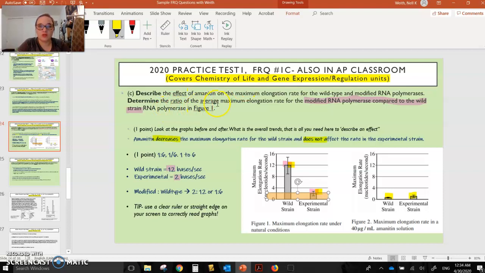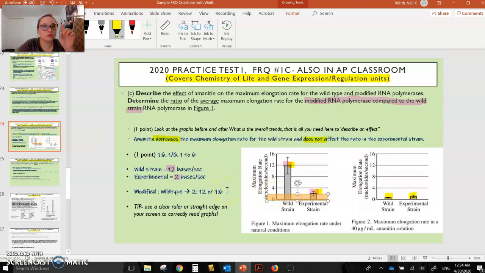And then determine the ratio of the average maximum elongation of modified compared to wild type. So if we're doing a ratio, we're doing modified to wild, okay? So the answer is 1 to 6, or 1 divided by 6, or typed out 1 to 6. And so we're looking at this pink part here. We have an average of 12, and then down here, like I said, an average of 2 if I carry my ruler. And then look, it's about halfway between 0 and 4.